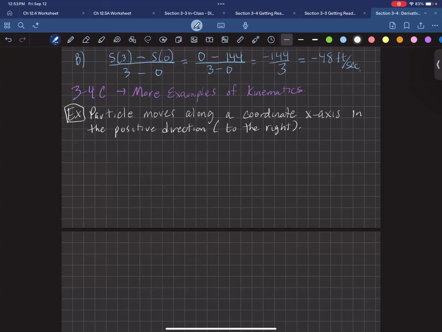Its position function is s of t equals t cubed minus 4t plus 2. And our goal is to find v1 and a1. Okay, pause the video and see if you can do that. We did stuff like this in the last section, so you might be able to do this.